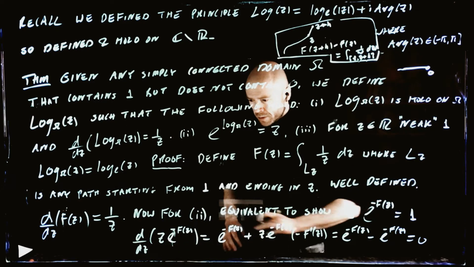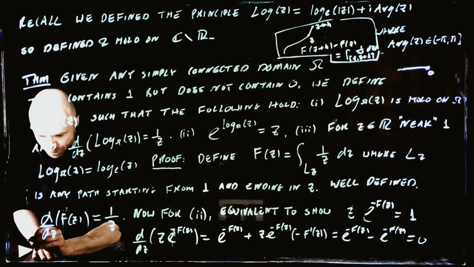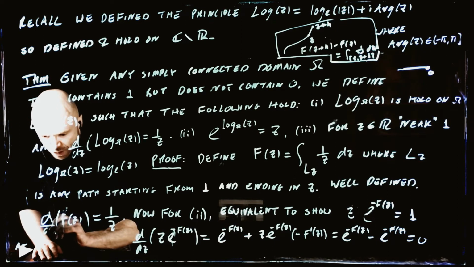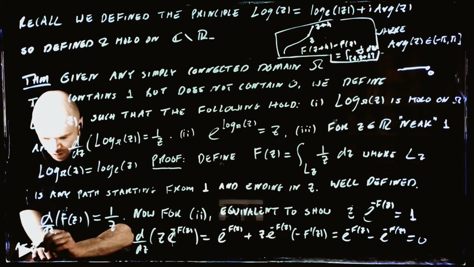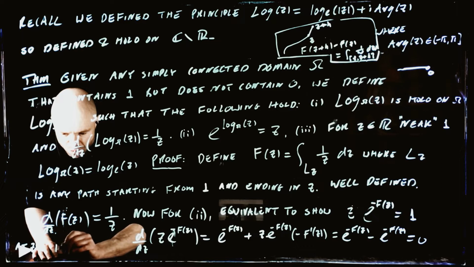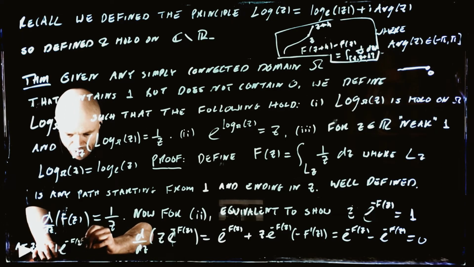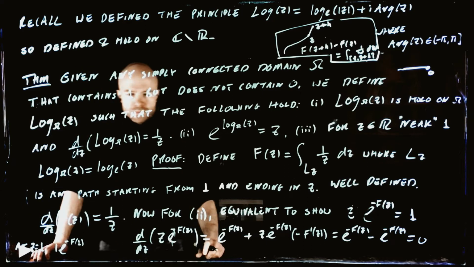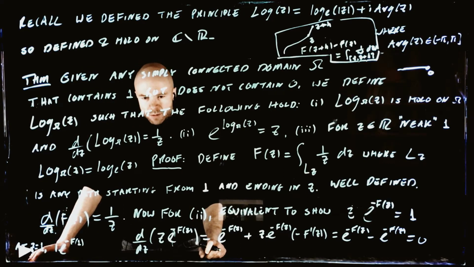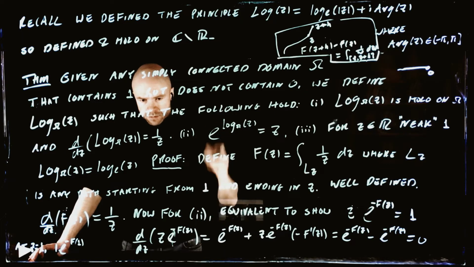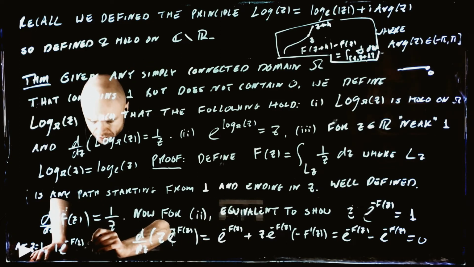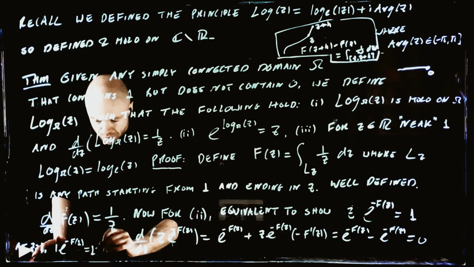Yeah? But if we stick in the value z equals 1, so at z equals 1, what happens? We have 1 e to the minus f of 1. What is f of 1? Someone who hasn't spoken yet. Look at the definition. What is f of 1? It's 0. Yeah? So then this is just 1 times e to the 0, which is 1.